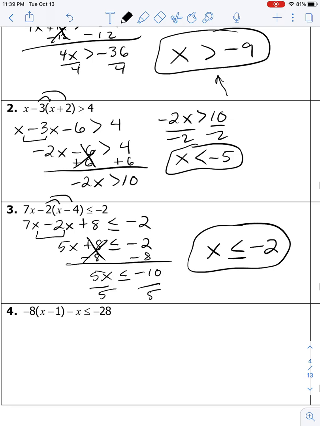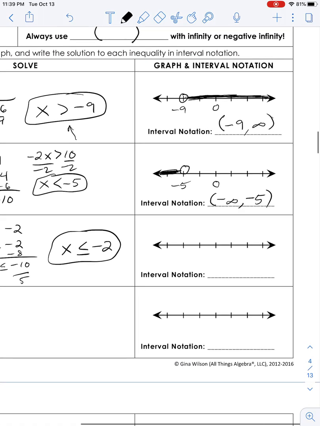Why did I not flip the sign? I did not flip the sign because that's a positive 5. I'm not dividing by a negative. I'm dividing by a positive. So keep that in mind. Yes, I got a negative answer, but I don't care about the answer. If I'm going to flip the sign, I have to be dividing by a negative. So obviously that's why I did not flip the sign.